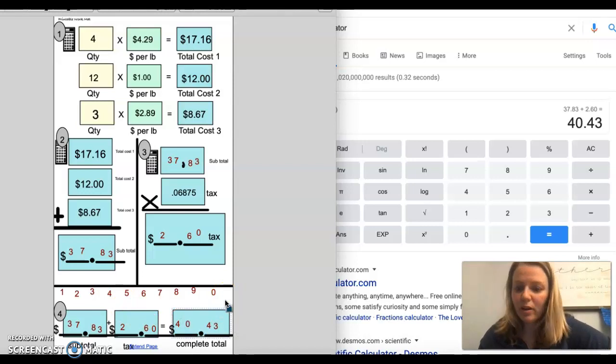And that is how we are going to end our week, by doing two of those practice problems like this.